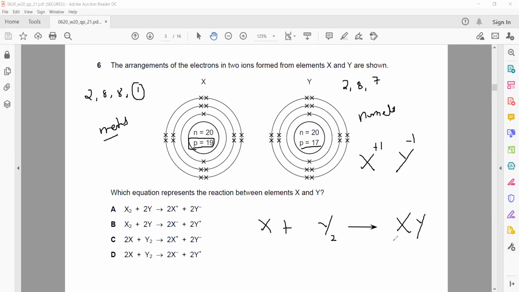But the equation must be balanced because we need an equation. So if 2Y are there, I will put 2 here, and here also I will put 2. So it means 2X reacted with Y2 gives 2XY. Which equation is representing 2X reacted with Y2? So either C or D can be the answer. Then the charges: X is a metal, so it should be a positive charge, and Y is a non-metal, so it should be a negative charge. That's why C is the right answer. And you can work out the charge on these ions. This is +1 charge and this one is -1 charge.